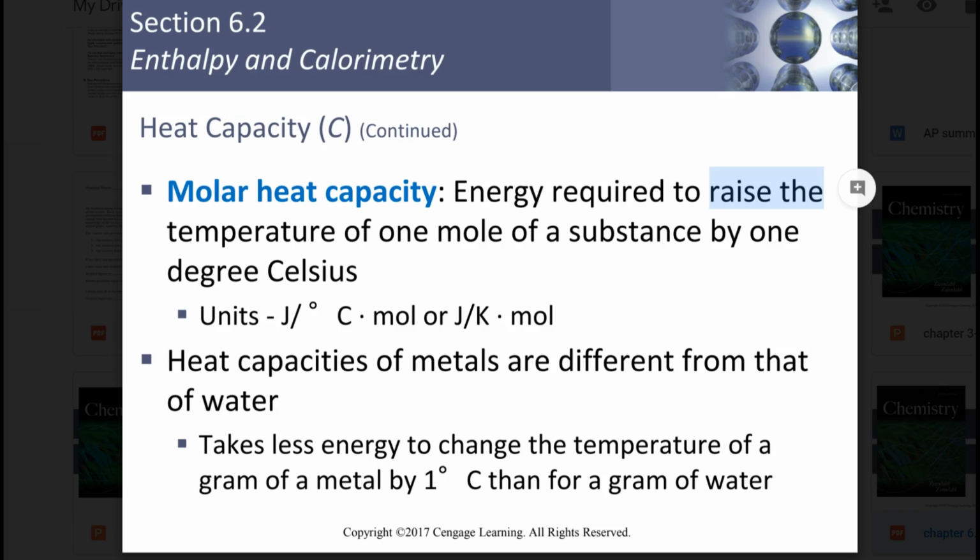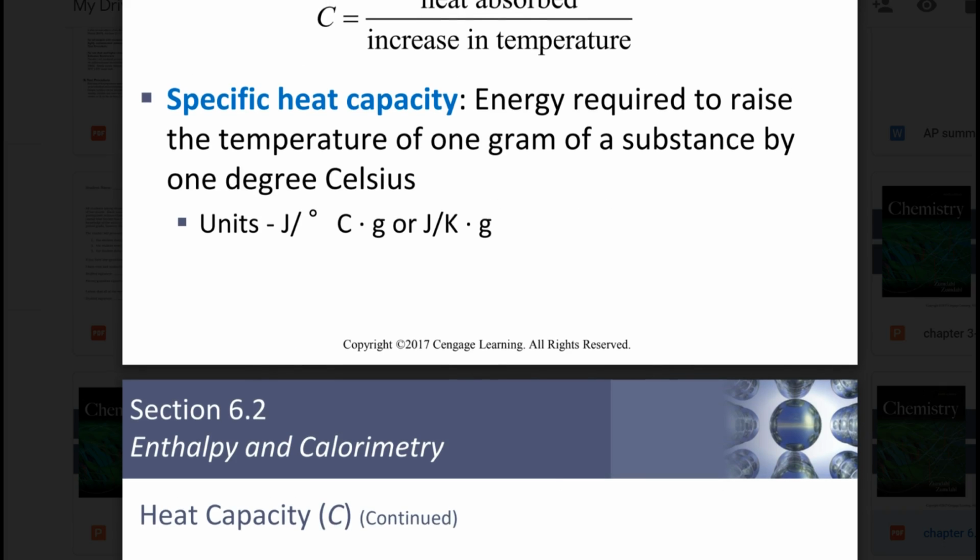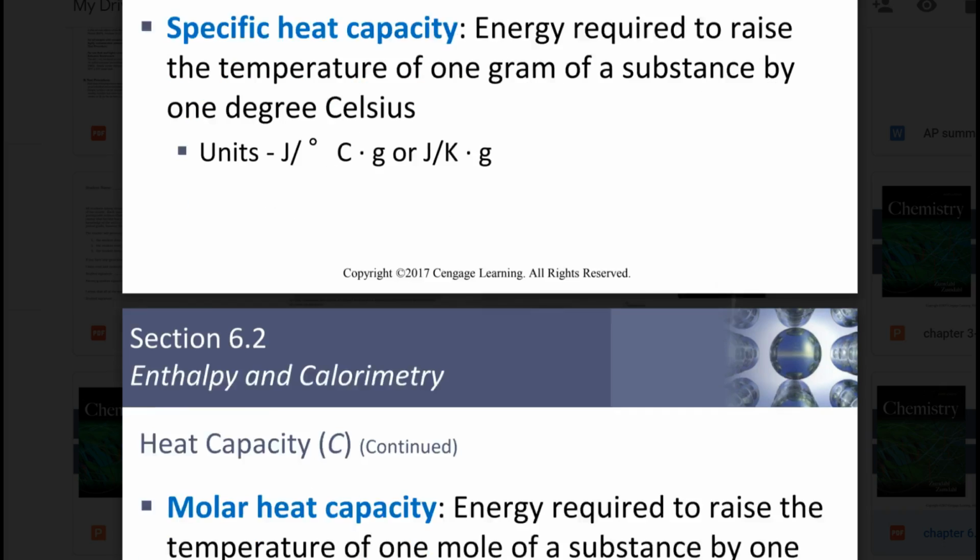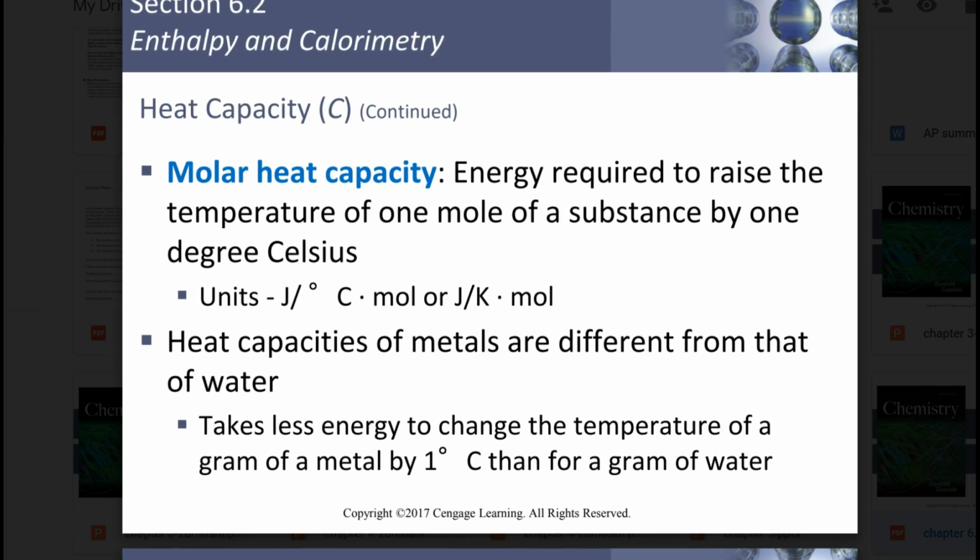Now, what's the difference? This is per mole. Let's go back and see what the difference was. This is per gram. Okay, per gram, per mole. So heat capacities of metals are different than that of water. It takes less energy to change the temperature of a gram of metal by 1 degree than a gram of water. There's like a constant here.